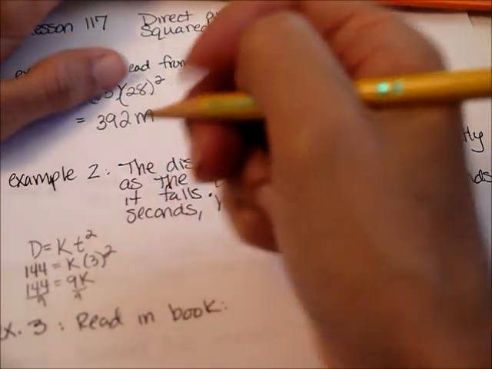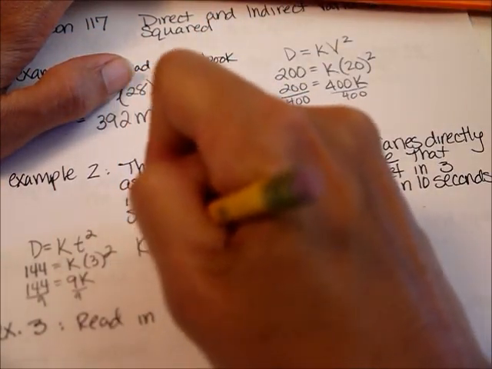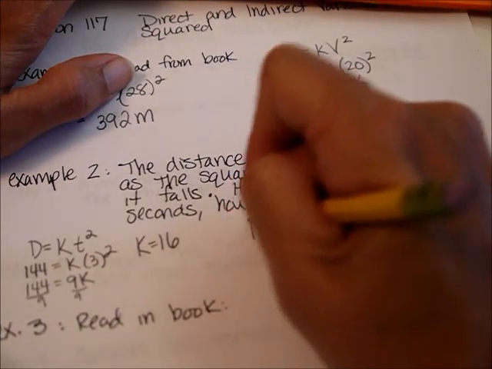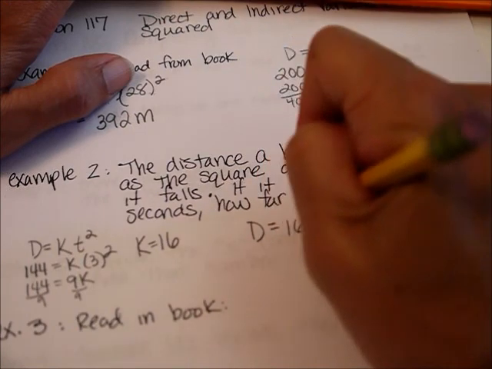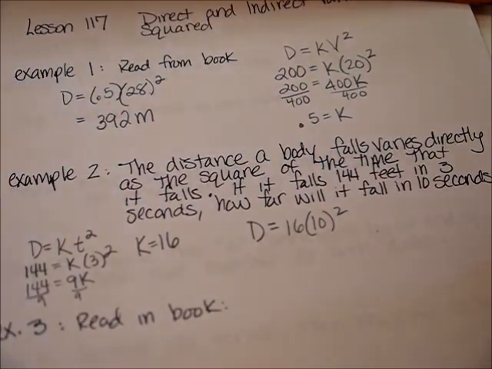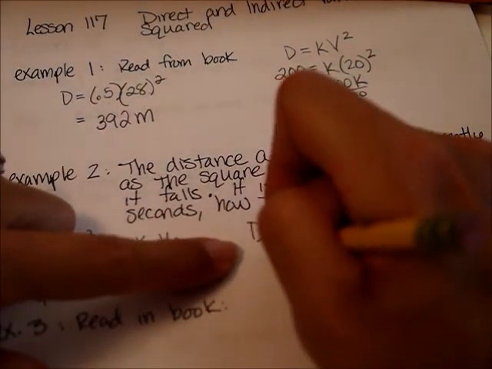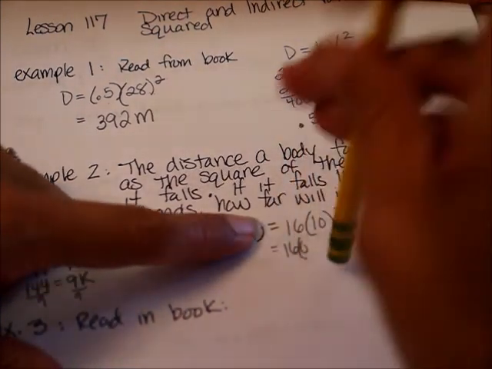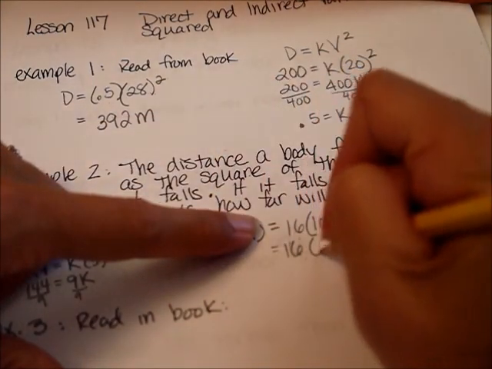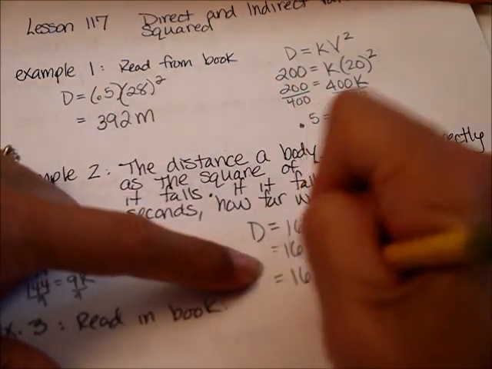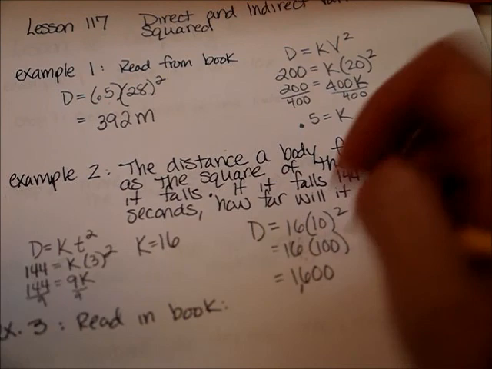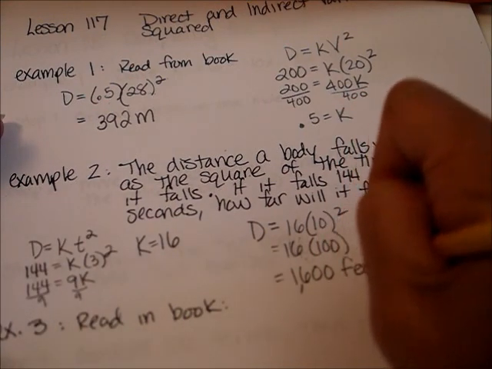And 9 goes in there. K equals 16. And now we take that again. How far will it fall in 10 seconds? So it's probably going to fall pretty far. So there it is, it's 16. Sorry, I was getting ahead of myself. 16 times 100, which is just 16 with 2 zeros, so 1,600 feet. There we go.